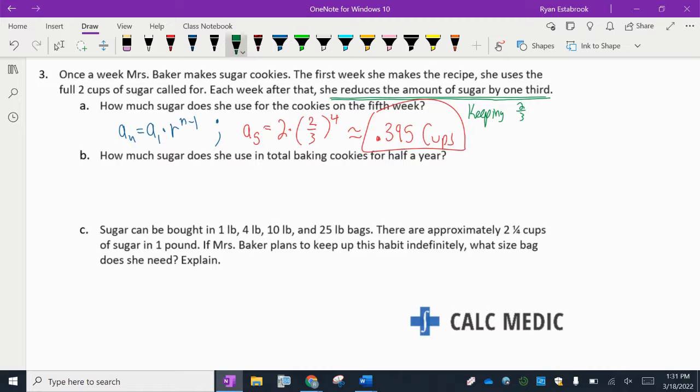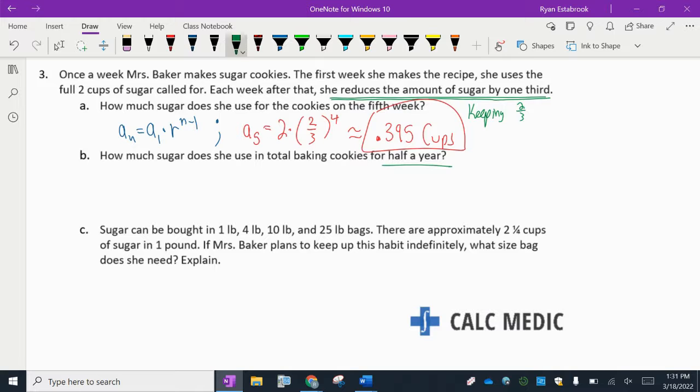Question B. How much sugar does she use in total baking cookies for half a year? So question A was, how much does she use just in the 5th week? If I wanted to know in question A how much she uses in total by the 5th week, I'd have to add week 1 plus week 2 plus week 3 plus week 4 plus week 5 to see how much total she has used. Well, in question B, it's saying how much total has she used in half a year? How often does she make these cookies? Every week.